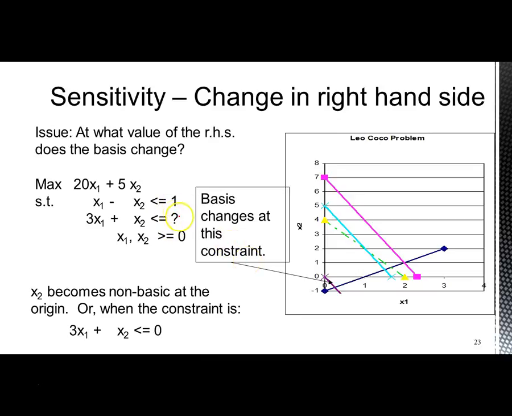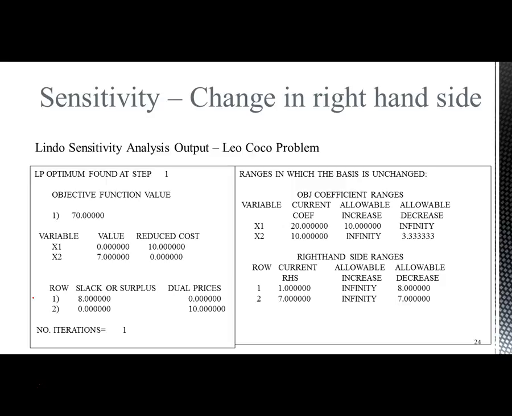So we need to find out what will be the non-basic for the x2. When the constraint is 3x1 plus 2x2 less than or equal to 0, then x2 becomes non-basic, and then the basis will change. Okay, so this is how you do the sensitivity analysis for this one. You can see that right here. As we mentioned earlier, this is exactly the same problem, same idea. It will be reduced by this much or increased by that much. This is the dual price right here. Okay, you can see that.